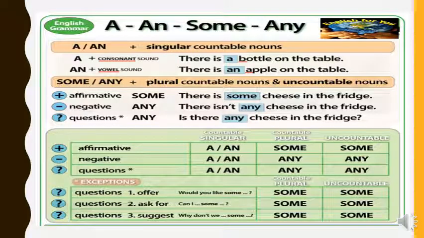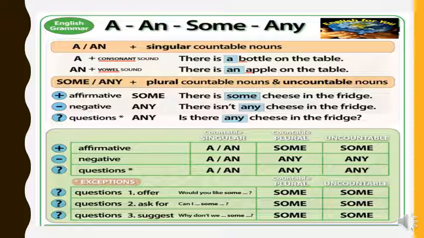A, an, some, and any. A and an are used for singular countable nouns, but the difference between them is that a is used with the consonant sound and an is used with the vowel sound. So there is a bottle on the table. An with the vowel sound, there is an apple on the table.